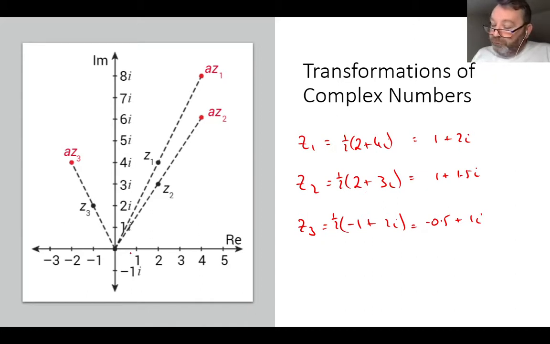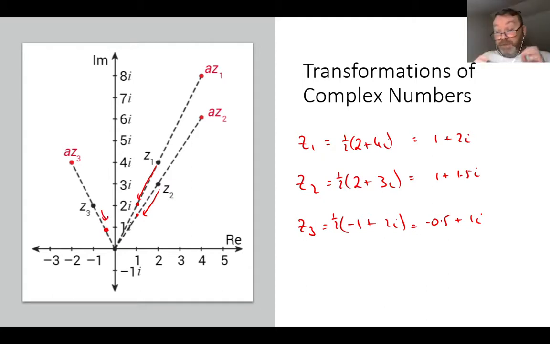So 1 plus 2i is there, which is exactly halfway. It's contracted. It's gone down this way. See that? Z2, which was 2 plus 3i, has become 1 plus 1.5i down here, and again a contraction by half. And lastly, what was minus 1 plus 2i has contracted down to minus 0.5 plus 1i, which is just there. So again, we get that contraction.